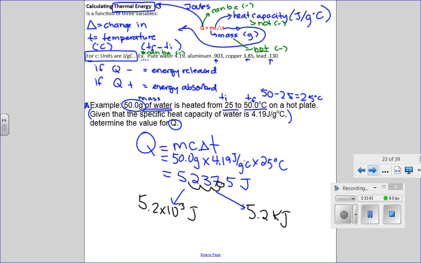Now, would anybody like to ask any questions about any of the units or significant digits or anything that's in this formula so far?